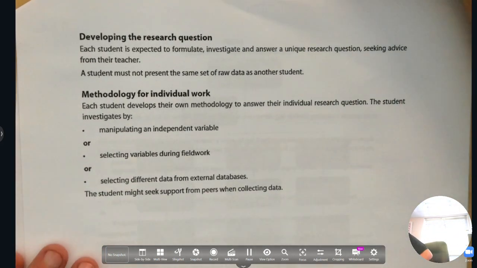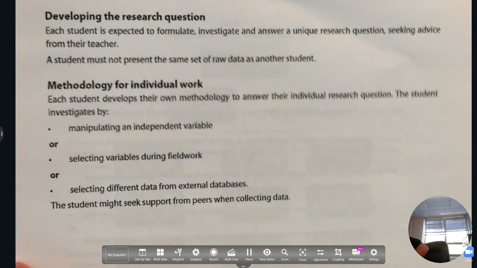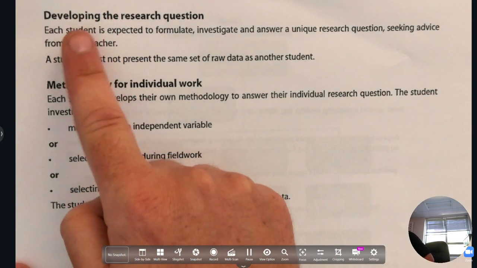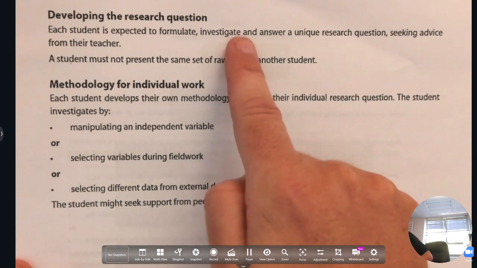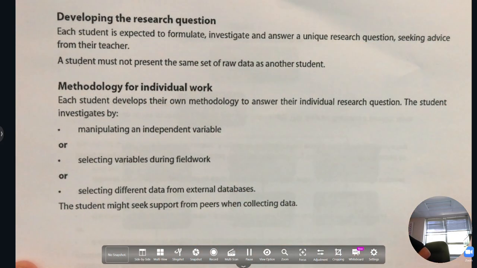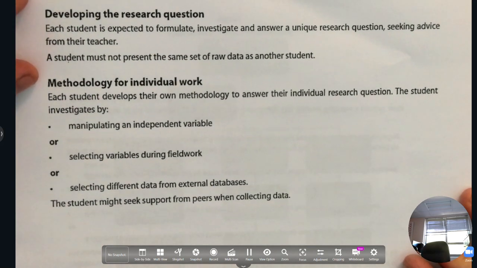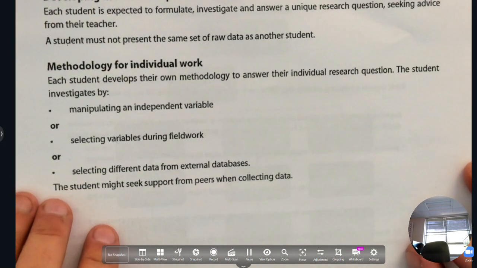All right, so here's the stuff that's going to make you say, "What? Really? What? This is entirely new." Each student is expected to formulate, investigate, and answer a unique research question, seeking advice from their teacher. I've already offered that to you, haven't I? The student must not present the same set of raw data as another student. Keep this in mind, because what I'm going to tell you next could be sketchy because you may end up violating either of these two requirements.